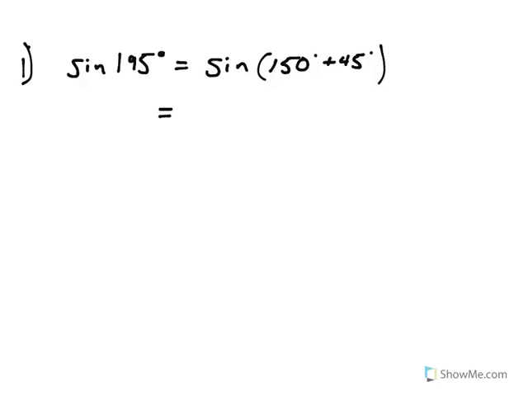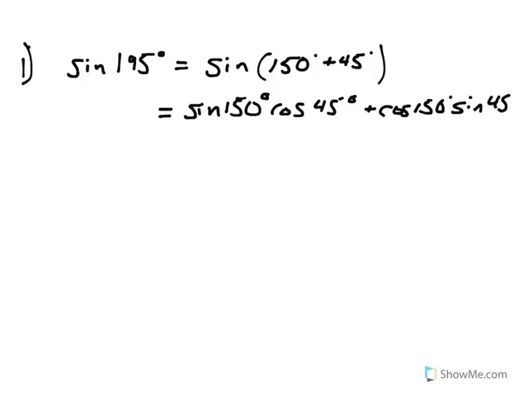The sum identity is going to be equal to sine of 150 degrees times cosine of 45 degrees plus cosine of 150 degrees times sine of 45 degrees. To continue this, I have to know what sine and cosine are of 150 and 45 degrees. 45 is going to be in quadrant 1. It's going to make both the legs 1 and the hypotenuse the square root of 2.